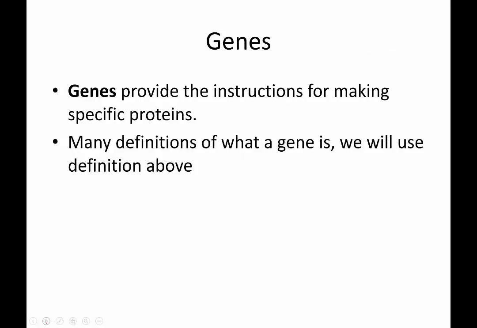So here's a little bit of terminology. We already discussed a little bit about what genes are in earlier chapters of the book. But here's an actual specific definition for you guys to remember. Genes provide the instructions for making specific proteins. So that's the definition I want you to remember. If you take a different biology course or use a different textbook, you might get a slightly different definition of what a gene is. But for this course, we'll use this definition for a gene: they provide instructions for making specific proteins.